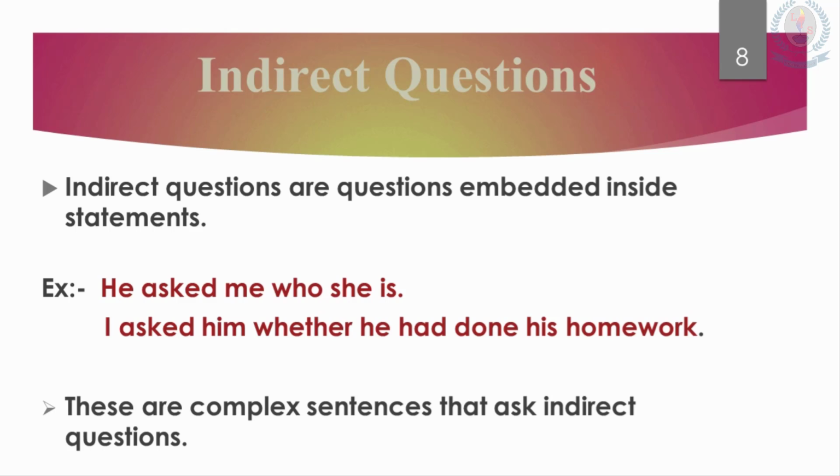Let's identify what are the indirect questions. Indirect questions are questions embedded inside statements. They do not ask a question directly, but they indicate that a question has been asked. And also, they do not end with question marks. You are given two examples. Look at them. He asked me who she is. Second example, I asked him whether he had done his homework. These are complex sentences that ask indirect questions. They cannot be answered and they do not have question marks at the end. So, we call them indirect questions.